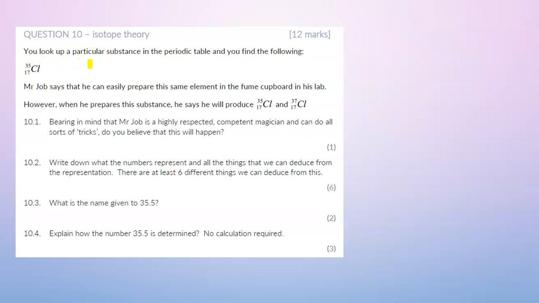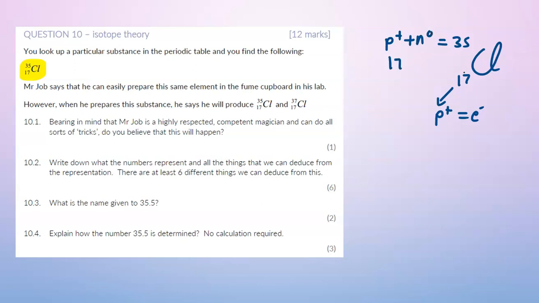So question 10 is an application of exactly that. Right, they say, you look up a particle substance in the periodic table and you find the following. Okay, so let's just write that down. So we have chlorine again. 17 and 35. We know the 17 is the number of protons, and as long as it's a neutral atom, it will also be the number of electrons. And we know that this 35 is made up by protons and neutrons. And since we know the protons are 17, it means that the number of neutrons will be 18. Those are protons, our gold numbers, and then these are our neutrons, our red ones.